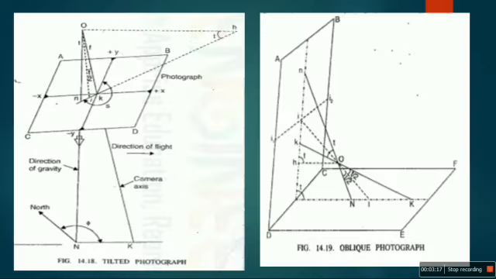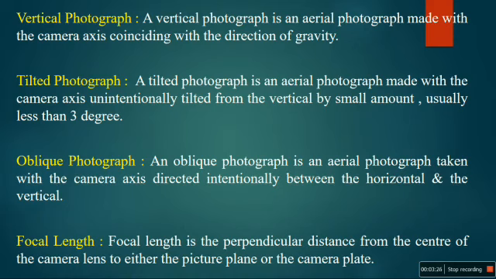Next definition, that is tilted photograph and oblique photographs. These are the different types of photographs. That is vertical photograph. A vertical photograph is an aerial photograph made with the camera axis coincident with the direction of gravity. An example of this is taking pictures with a camera mounted on an aeroplane. This is called a vertical photograph. In this vertical photograph, whatever the camera axis is, it is in the direction of gravity.